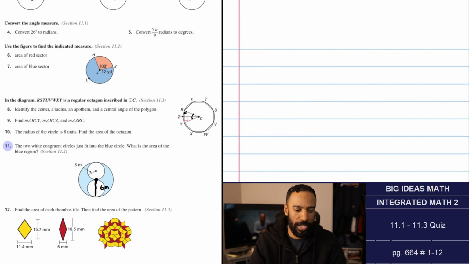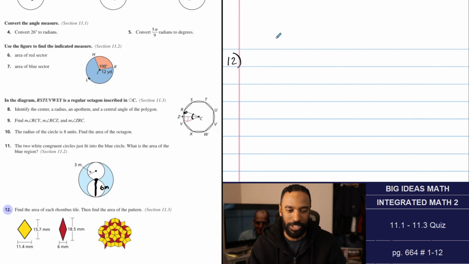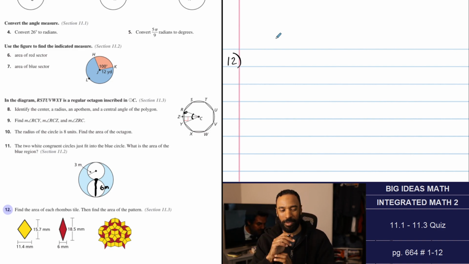All right, last question is number 12. On number 12, we are going to find the area of each rhombus tile and find the area of the pattern. Oh, I see. The pattern is made up of those tiles. I was like, all right. So we're going to have to count how many of each thing there is and then multiply by those things.